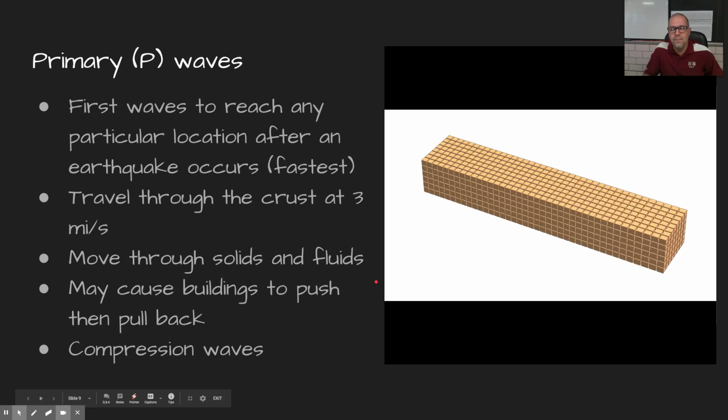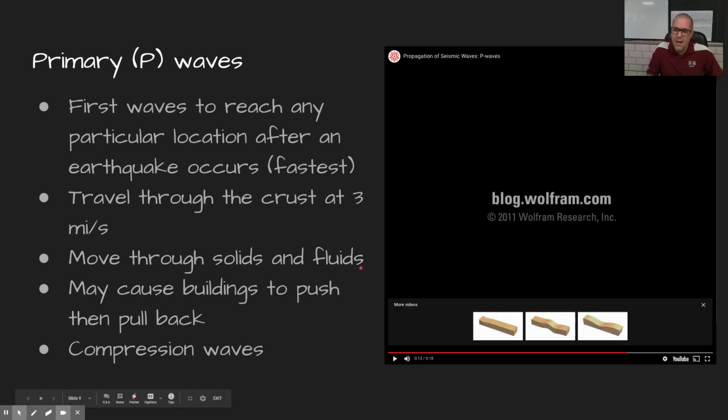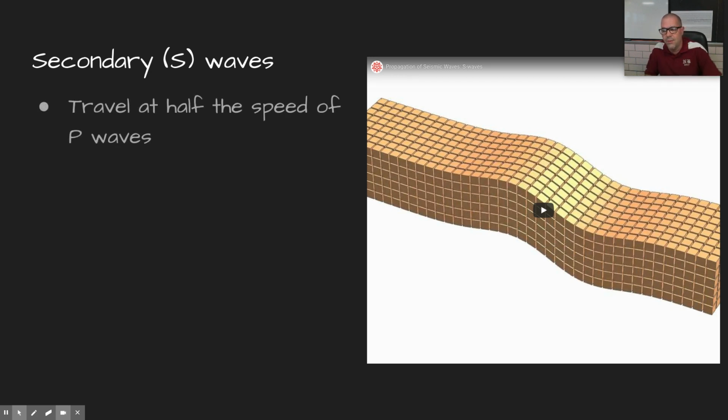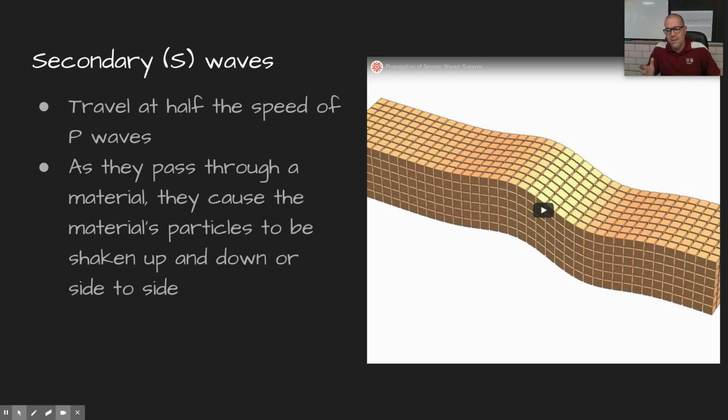So after the primary waves come through, as I said before, you may experience a moment of calm. You might wonder what the heck just happened. And then all of a sudden, you're going to realize that the earthquake is not over yet, because the secondary waves are about to push through. These waves travel at about half the speed of the primary waves, about 5,000 miles per hour. They're not slow. As they pass through a material, these cause the particles to be shaken. So this is what's going to give you your up and down or your side to side shaking.